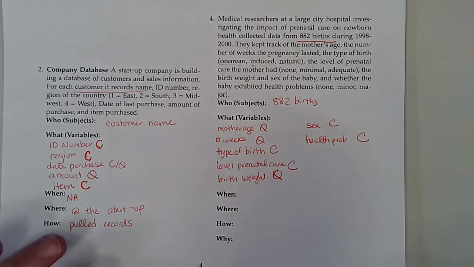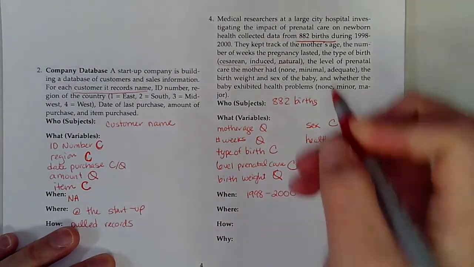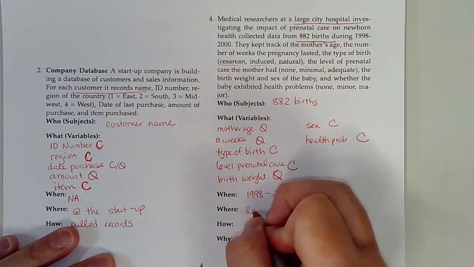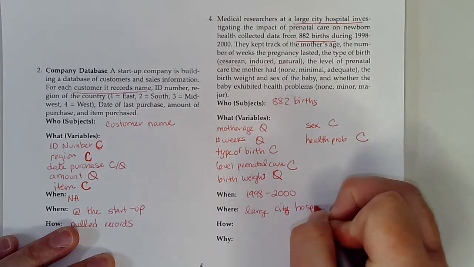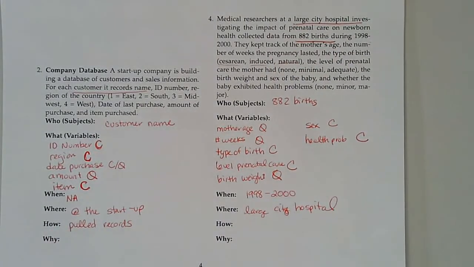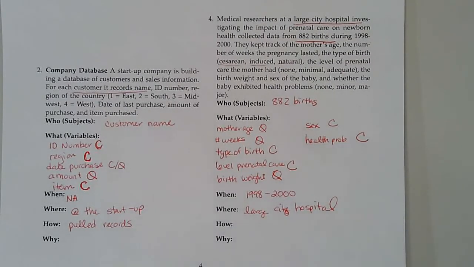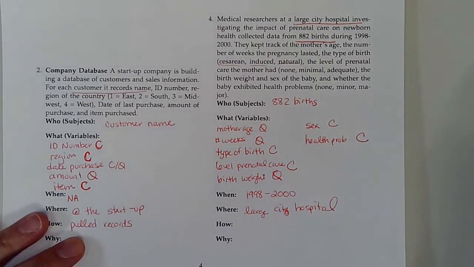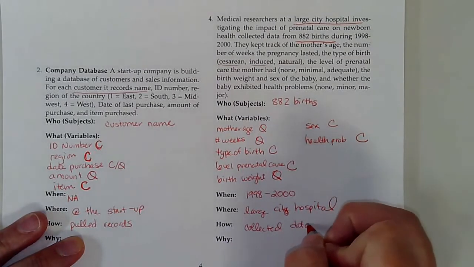The when: they do tell us this is 1998 to 2000. The where: this is a large city hospital. That would be important to note rather than just saying it's at a hospital, because there could be serious differences between how births happen, say, in Denver versus how they happen in our hospital in Gunny, right? Two very different sized places. The how: this just says they collected data, which I would assume just means pulling it out of their records.